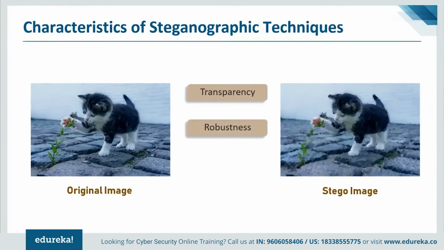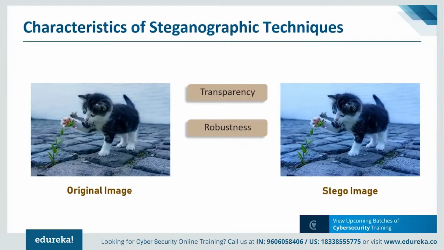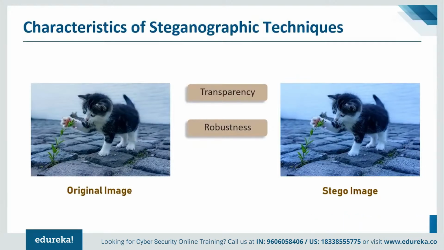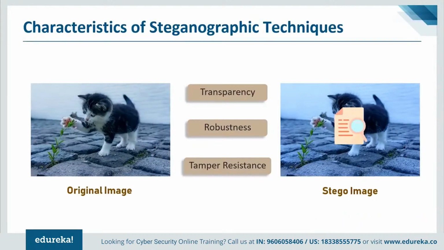Next feature is robustness. Robustness is the ability of the hidden message to remain undamaged even if the stego media undergoes some sort of transformation like cropping, scaling, blurring, linear and non-linear filtering, or some sort of hindrance. So we have to make sure that the technique in no way affects our secret message. And the last property, tamper resistance.